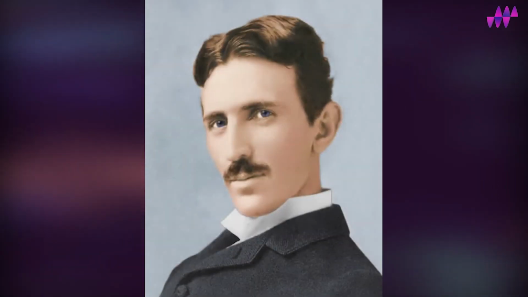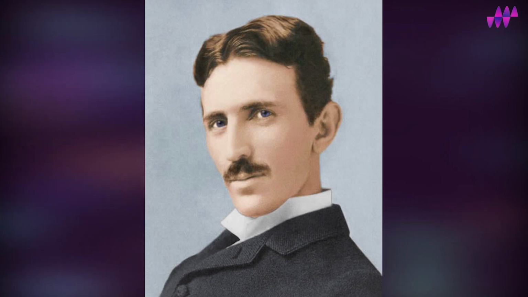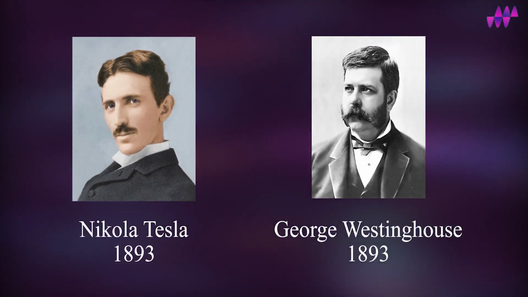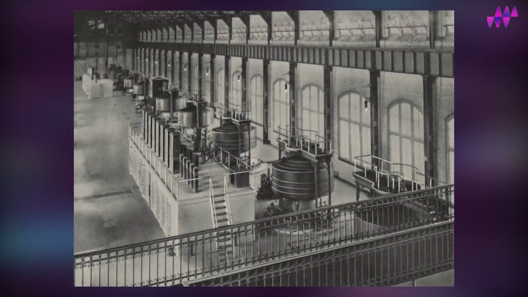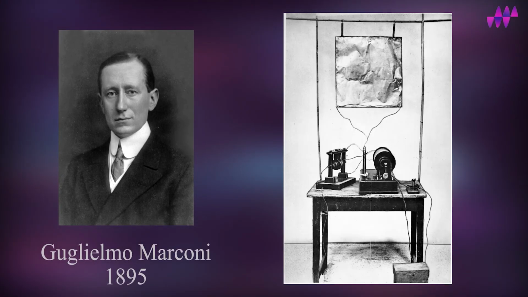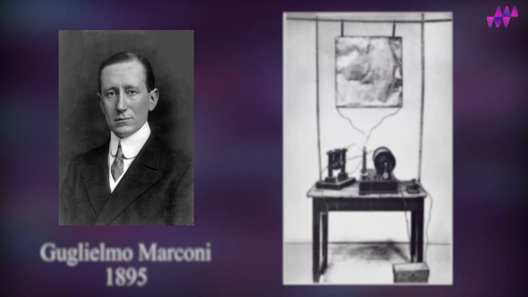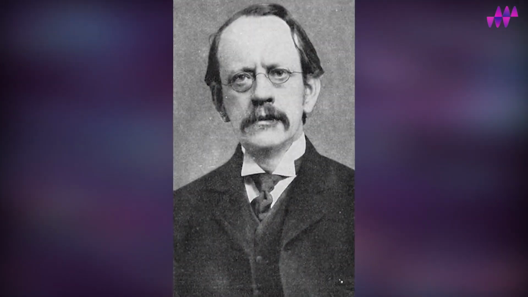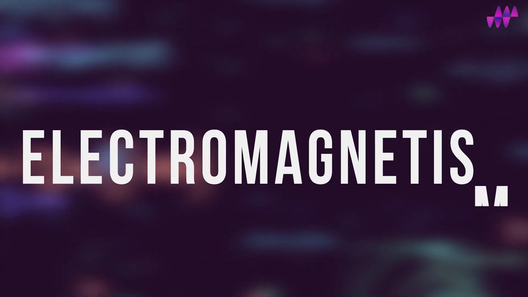waves. In 1893, the American inventor Nikola Tesla and the American entrepreneur George Westinghouse built the first modern AC power station. Guglielmo Marconi, an Italian inventor, established the first transmitting and receiving wireless station in 1895. In 1897, J.J. Thomson discovered the electron. That was an opening about electromagnetism.